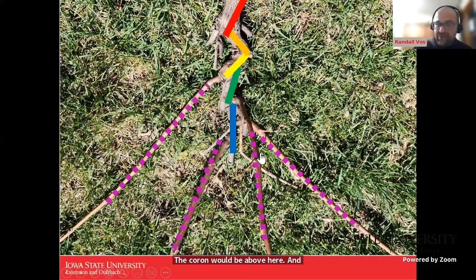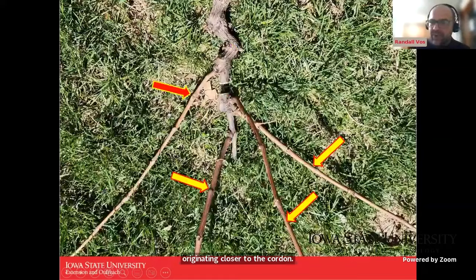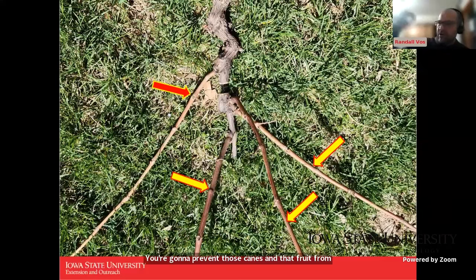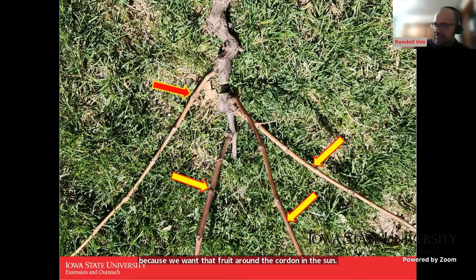I got all these canes are pretty decent. They're all fairly dark in color, and some of it is just the lighting if they look different in color. But notice I have this cane in the upper left that is originating closer to the cordon. And so I'm going to go ahead and prune back to that. And if you do that when possible, you're going to prevent those canes and that fruit from creeping farther and farther away from the cordon, because we want that fruit around the cordon in the sun. And so if you get nothing else from this webinar, it is when pruning these vines, select canes that are dark in color and canes that originate from near the cordon.